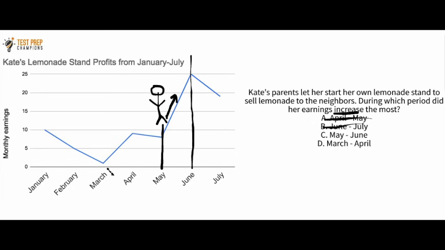But let's look at March and April too. Here's March, here's April. If we focus on this part of the blue line between March and April and give it the stick figure test, if the stick figure starts right here at March and follows the line towards April, they would also be going uphill. So we know that there was an increase between March and April. But the question is, which had the biggest increase? One other way to think about this is which hill would be harder to climb, this little hill right here or this big hill right here? Just by the eyeball test, it looks like the hill from May to June would be harder to climb.